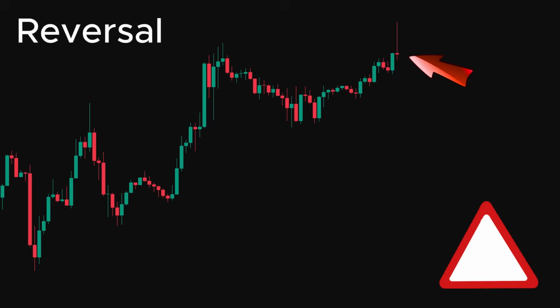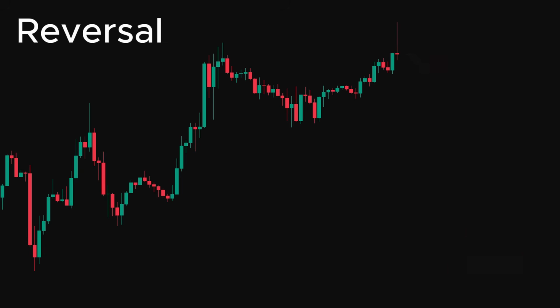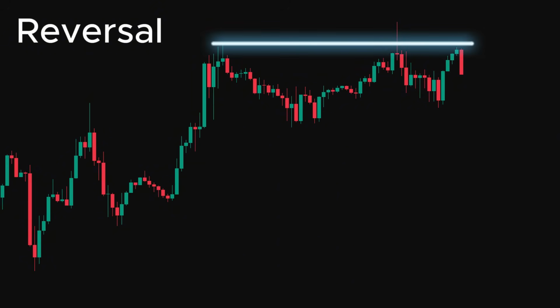We cannot take a decision about reversal only based on this rejection candle, because after a short decline of the price, we can again have advancing of the price. So regarding the reversal of the trend, we need more confirmation. Right now, you can see that again the price stopped at this level and seems the price is not able to go above the previous high.